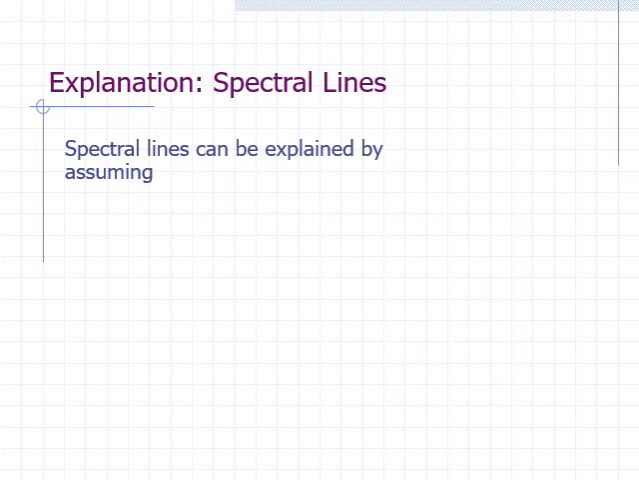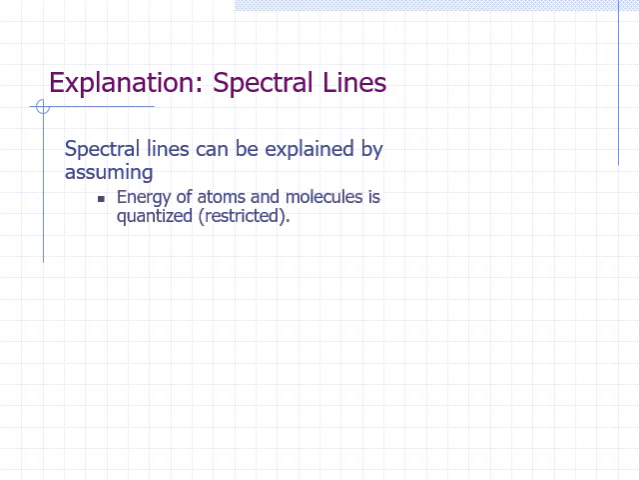To explain spectral lines, scientists had to make a radical assumption. The energy of atoms and molecules is assumed to be quantized. When we say energy is quantized, we mean that it cannot just have any value. Light is also assumed to behave as a photon when it interacts with an atom or a molecule. Similarly, light is assumed to be emitted by atoms and molecules as photons.